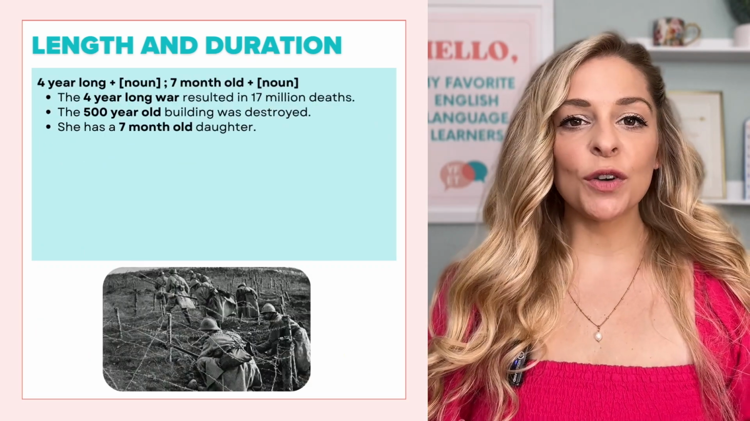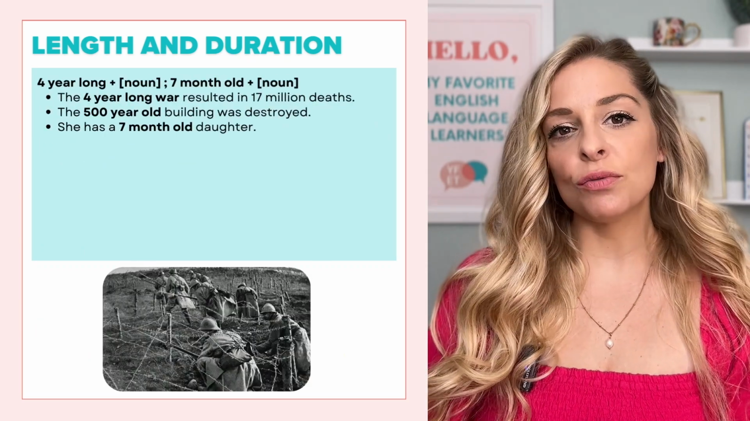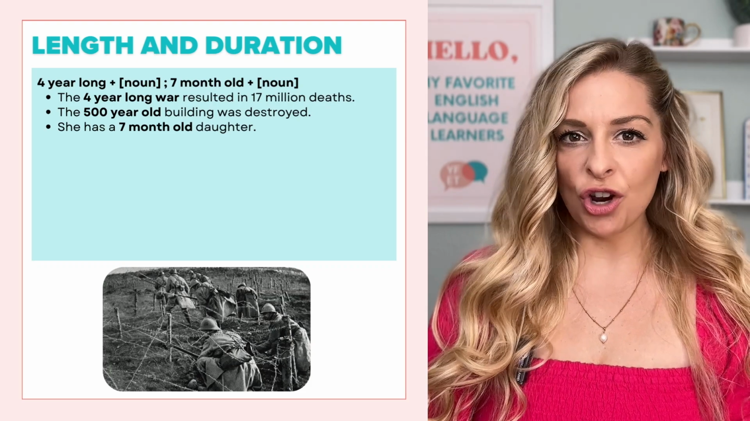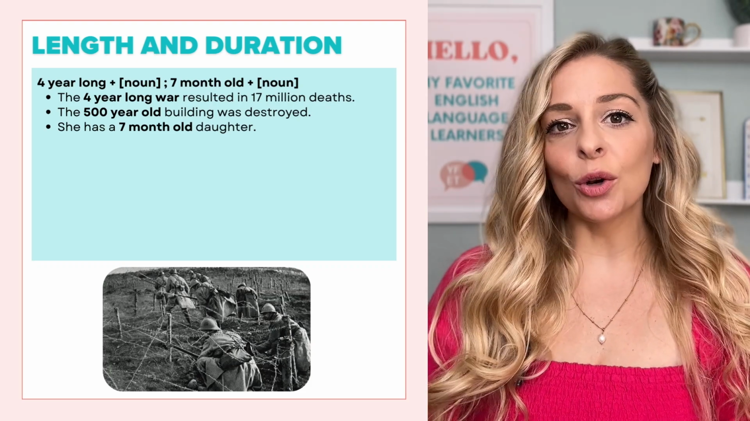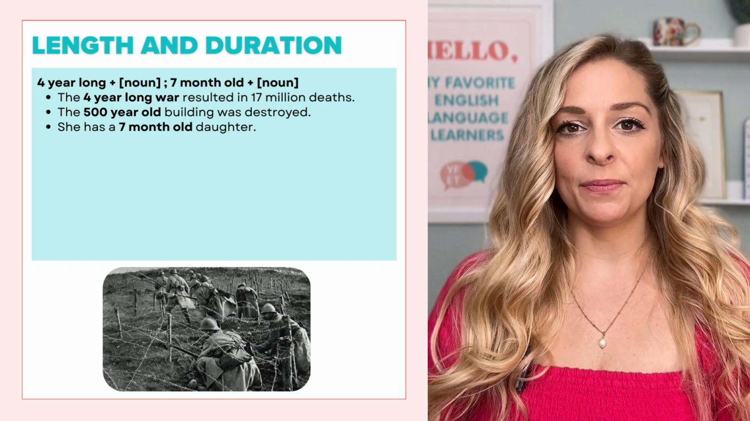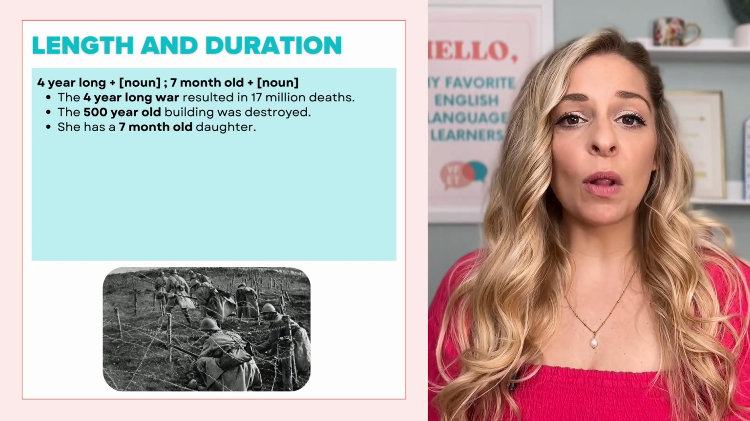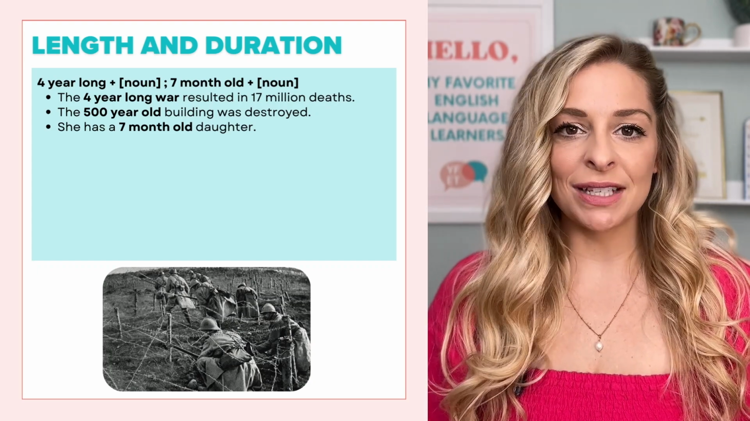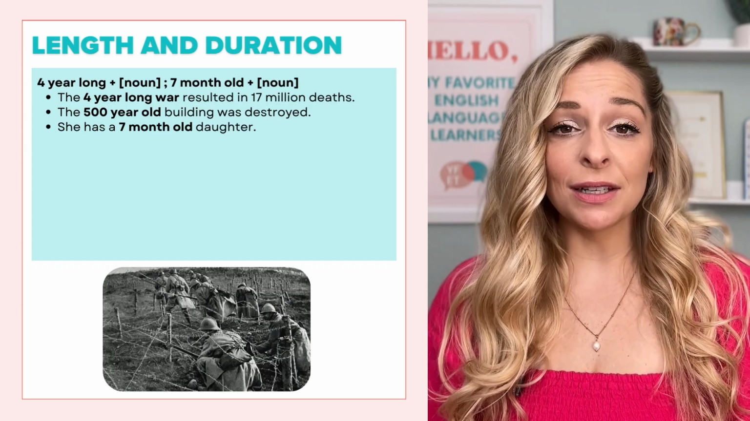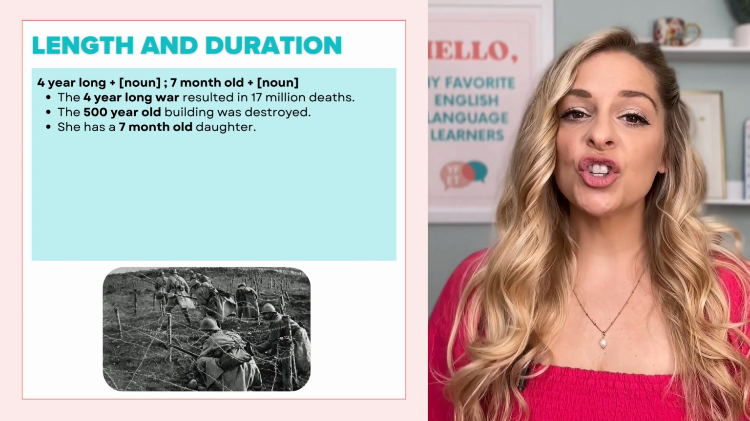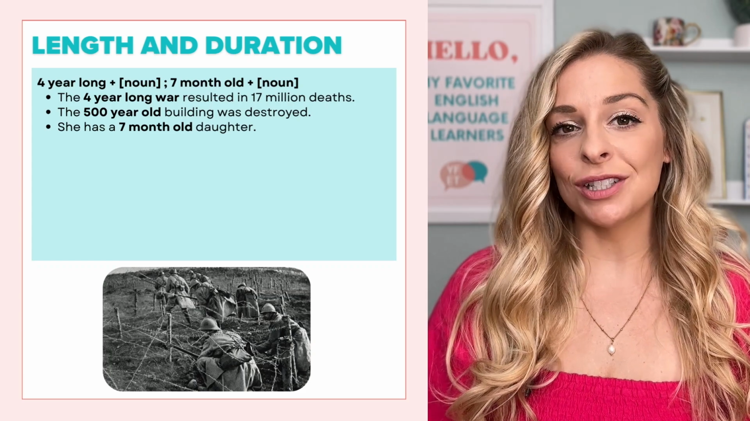Now, another useful phrase we use to talk about length and duration is this construct, a blank year long or a blank year old plus a noun. For example, the 4-year-long war resulted in 17 million deaths. Or the 500-year-old building was destroyed. Or she has a 7-month-old daughter.